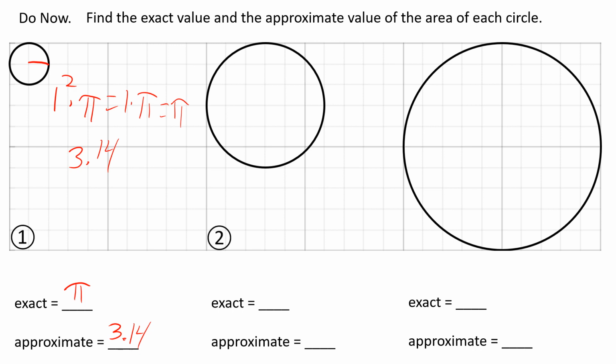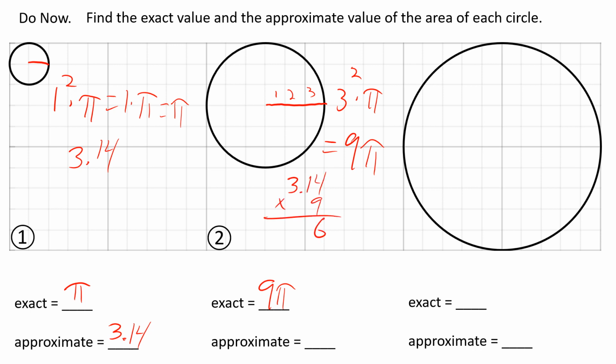Number 2. Looks like the radius is 3, right? 1, 2, 3. Radius is 3. So 3 squared times pi. Well, 3 times 3 is 9. So the exact area is 9 pi. Now for approximate, I got to go 3.14 times 9. I get 28.26.